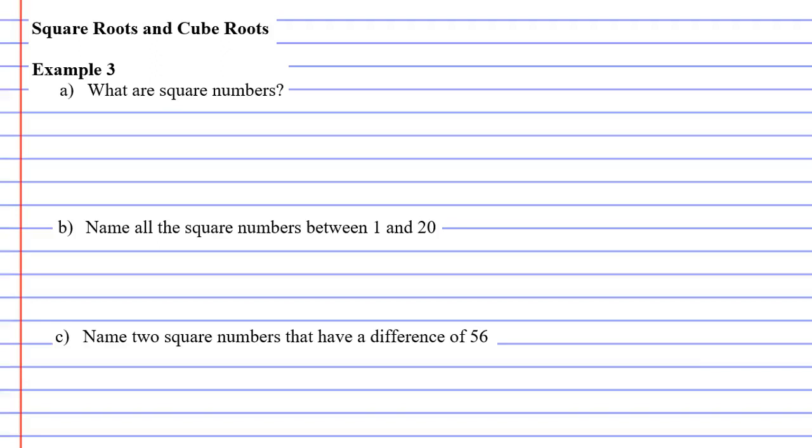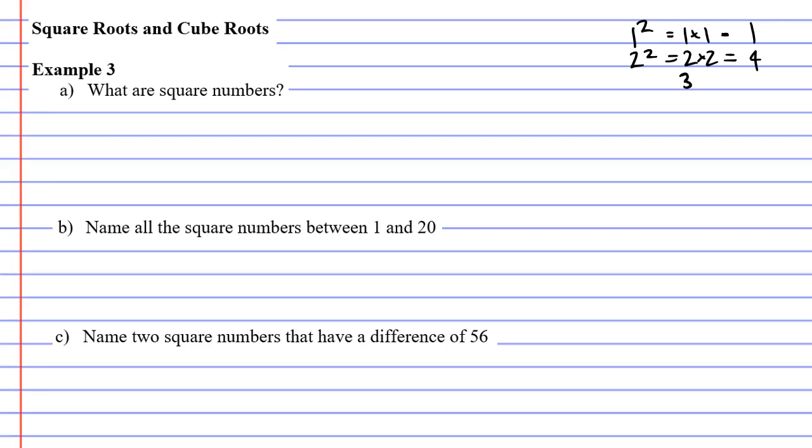In this video we're going to complete example 3, and the first thing it asks you is what are square numbers? And we'll talk a little bit about that on the right side of the screen here. Let's look at some numbers where you've squared them. 1 squared is 1 times 1, which equals 1. 2 squared is 2 times 2, which equals 4.